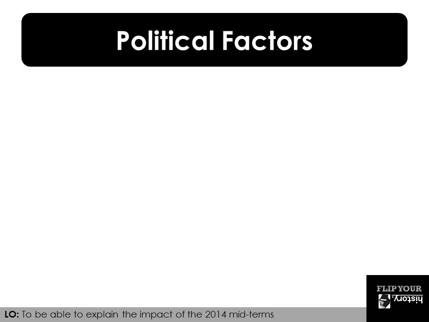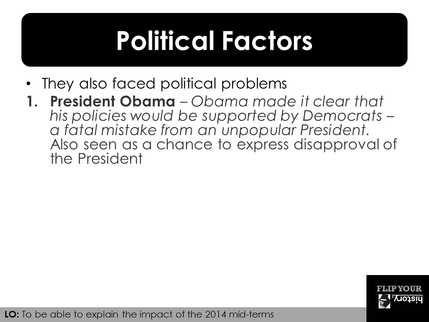There are also several political factors which helped the Republicans win the Senate in 2014. So Democrats faced several political problems. Number one being President Obama, and really his unpopular policies and approach by this time. Now, Obama made a great mistake in making it clear to the electorate that his policies would be supported by the Democrats, which played into Republicans' hands because they knew how unpopular Obama was, and they wanted to identify the Democrat congressional candidates with this unpopular president.